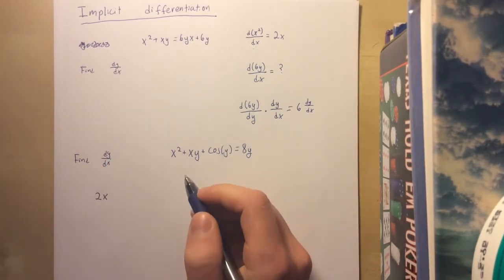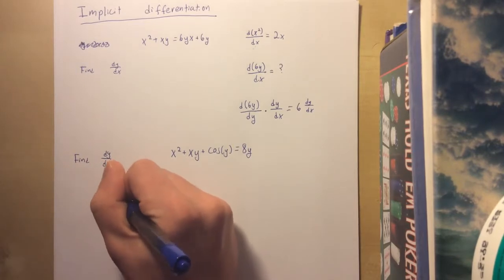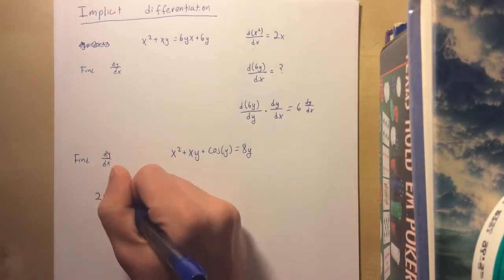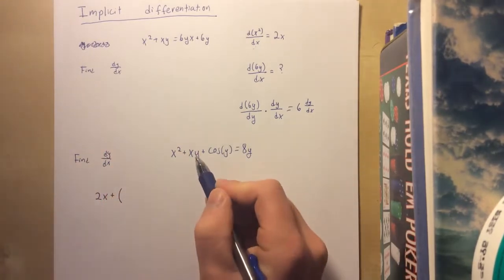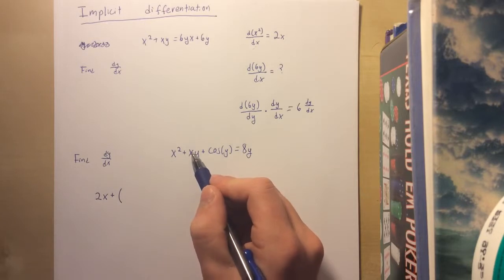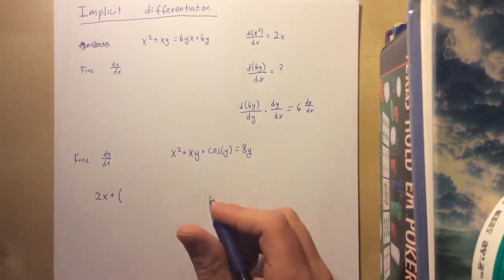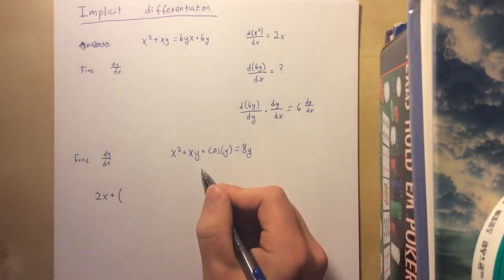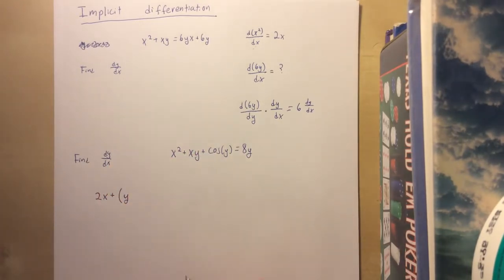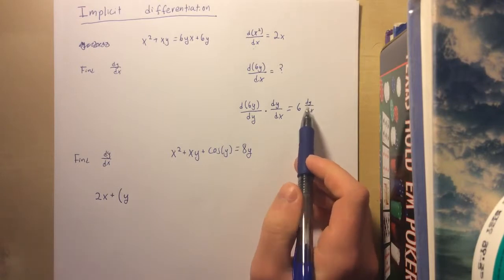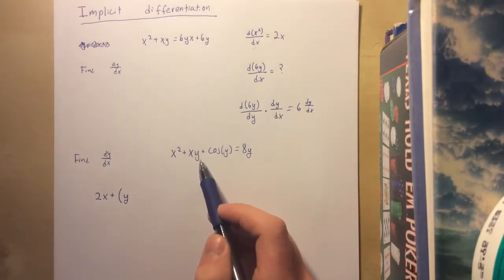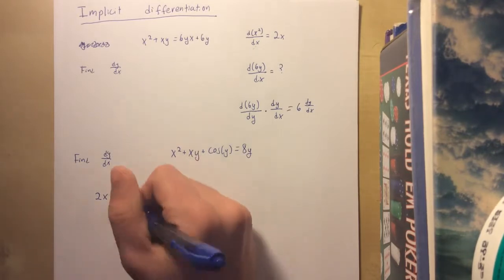Now let's take care of this xy. What we're going to need to do is use the product rule. Remember, the product rule says that we take the derivative of the first term. The derivative of x with respect to x is just 1. Then we multiply it by the second term, so 1 times y is just y. We don't need to add a dy dx because we didn't take the derivative of y. Y was just there. Y was just a constant.